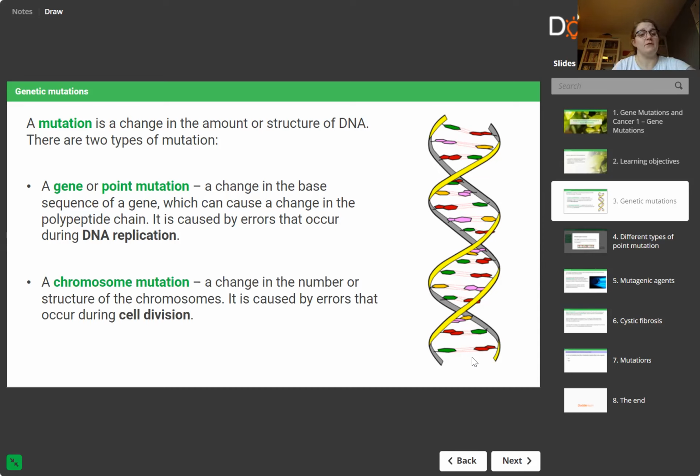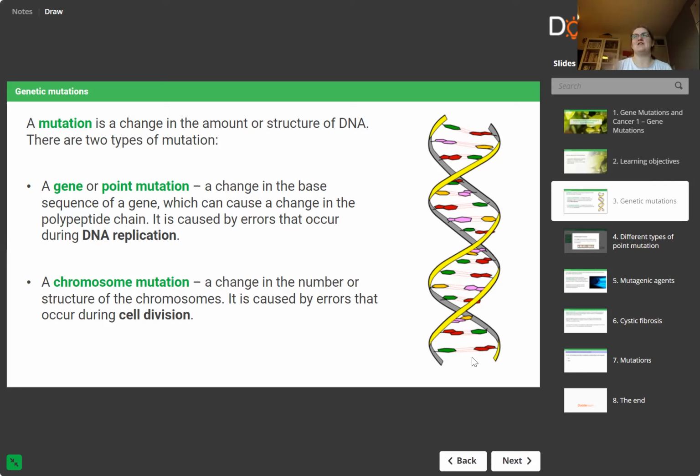Or we can have a chromosome mutation. And this is when we have a change of a number or the structures of our chromosomes. And this occurs during cell division. So obviously that's going to be where we've got those chromosomes aligning along the center of our cell. When those centromeres attach and those sister chromatids get pulled apart during cell division, something has gone wrong there. So there are two big groups of mutations.